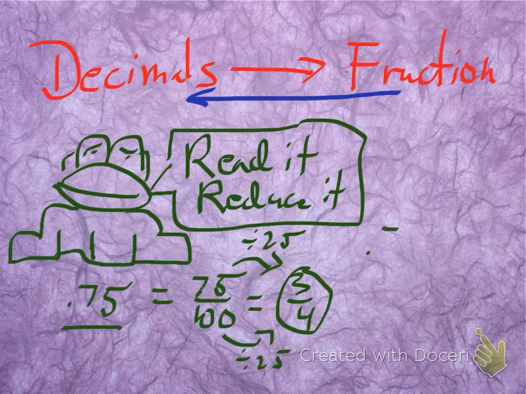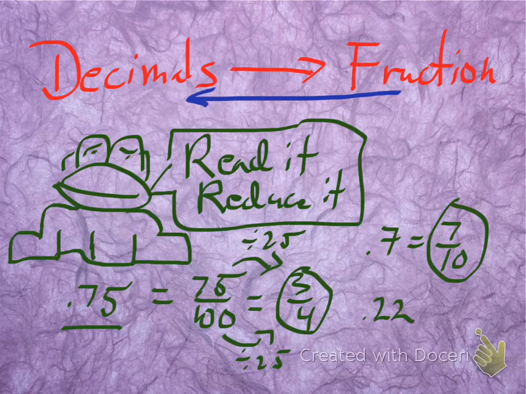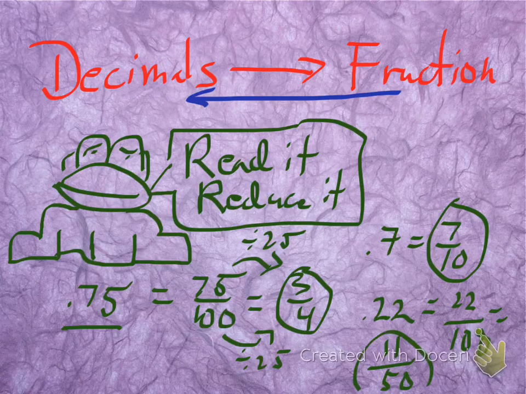Let's do 0.7. Mac, what is that reading, if you read it the right way? 7/10. And this one, Nasim, can you reduce that? Nope, that's actually already reduced. All right, let's do another one. Let's do 0.22. Read that one, Nasim. 22 hundredths. So you write it as 22 over 100. And Mac, what can you take out of both of those? 2. Take a 2 out, and it's going to reduce down to 11 over 50. And that's your final answer, because nothing else goes into this.